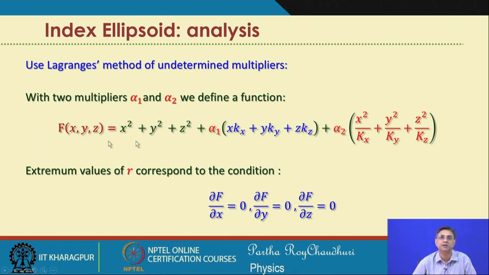So, put together we write this function, and to look for the extremum values of this function, we know that del f del x must be equal to 0, del f del y must be equal to 0, and del f del z must be equal to 0. So, these 3 conditions will be simultaneously satisfied when that corresponds to the condition for the extremum value, that is the minimum and maximum value of r, that is x square plus y square plus z square. We can write this equal to r.